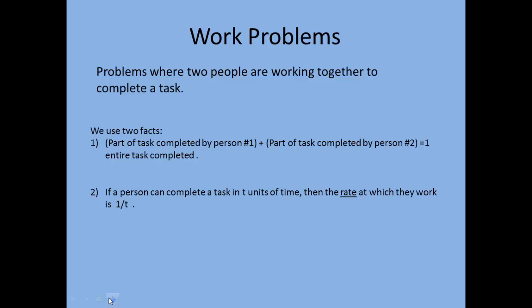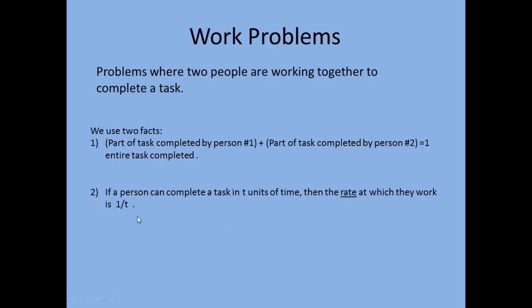The first fact that we're looking at here is the part of the task completed by person number 1 plus the part of the task completed by person number 2 should equal one entire task completed. And that just makes sense logically, right? If two people are working together, the part from the first person plus the part from the second person should equal one entire task. So we're going to end up using that equation when we go to solve these problems.